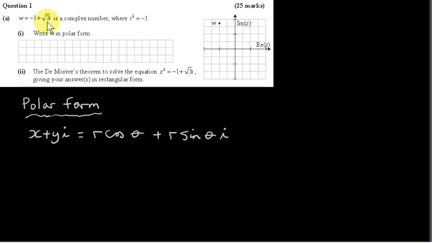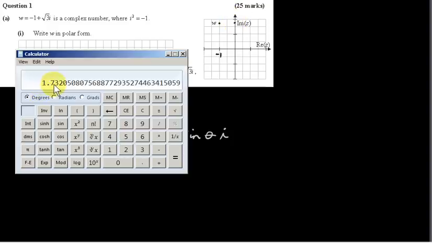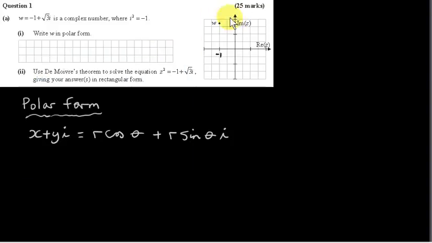W equals minus 1 plus root 3i is a complex number. We want to write W in polar form. Here is W on the Argand diagram. You can see that the real part of W is minus 1. The imaginary part is the square root of 3, which is a number between 1 and 2. To one decimal place, root 3 is actually 1.7.